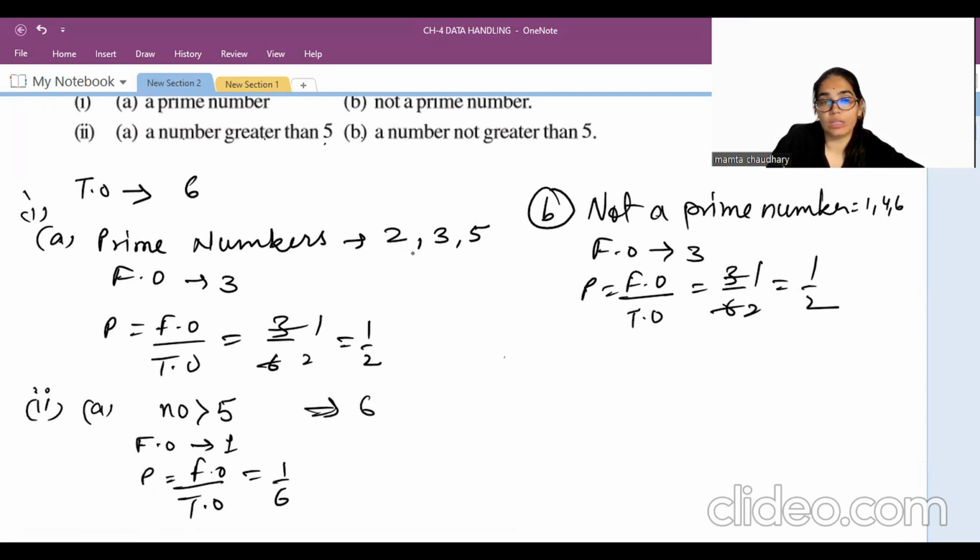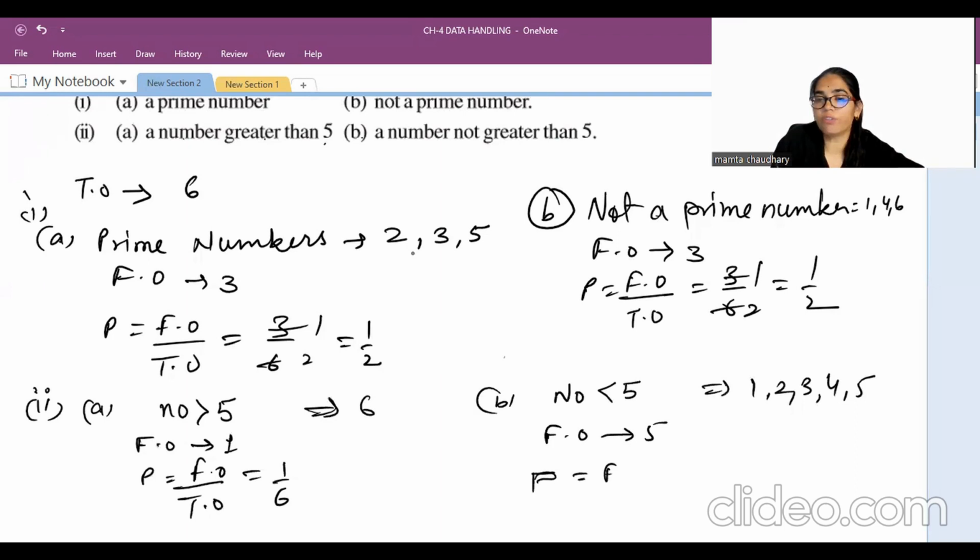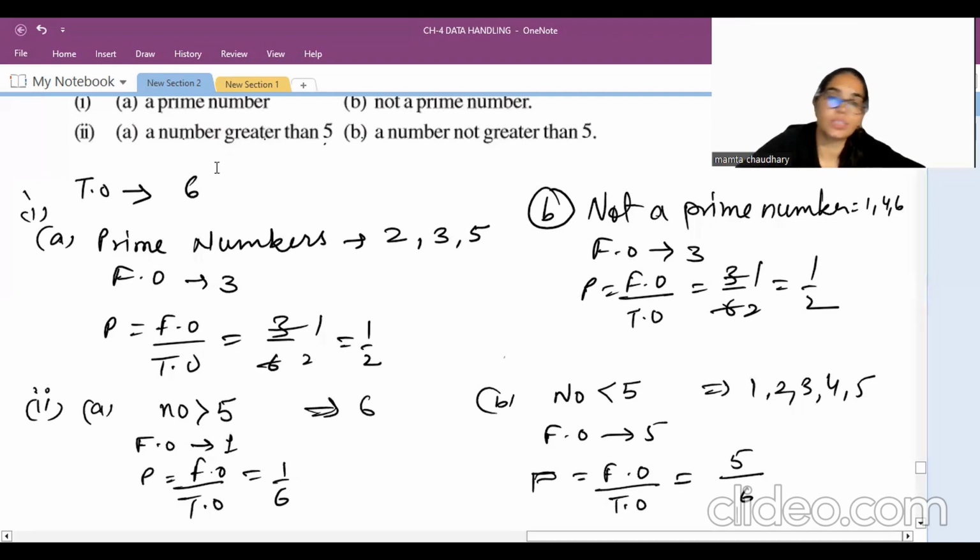Now B, a number is not greater than 5. It means it is less than or equal to 5. It can be 1, 2, 3, 4, or 5. So favorable outcomes are 5. So probability is favorable outcomes upon total outcomes. Favorable is 5, total is 6. So 5 by 6 is the answer.